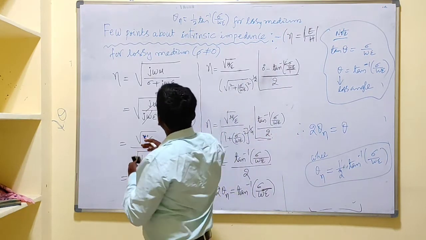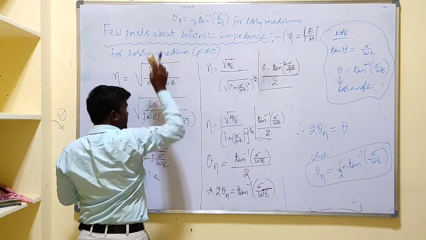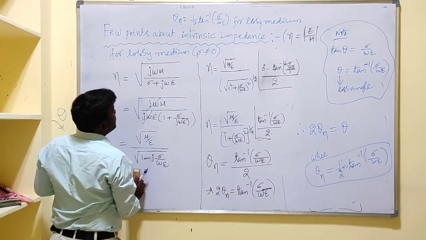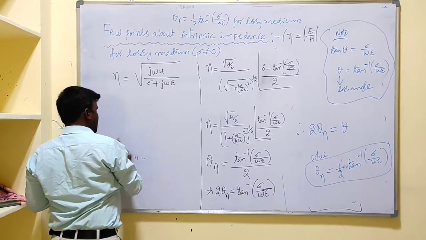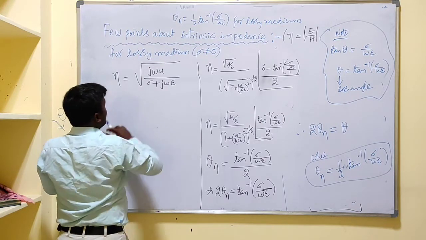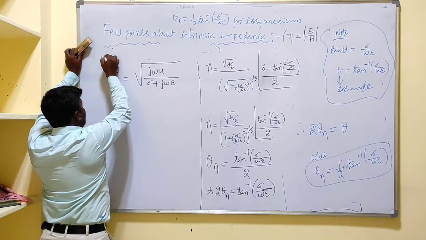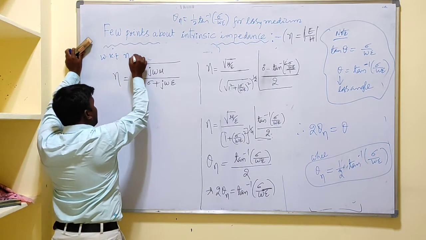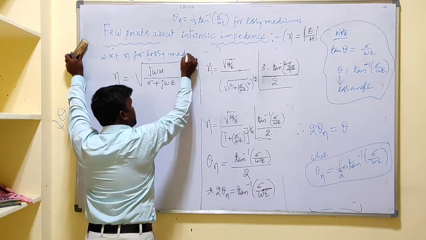That means there exists a phase angle difference between E and H. That phase angle difference is nothing but theta n. It means E leads H by theta n in case of the lossy medium. Okay, it is for lossy medium. For lossless medium, we know that eta for lossy medium is like this.